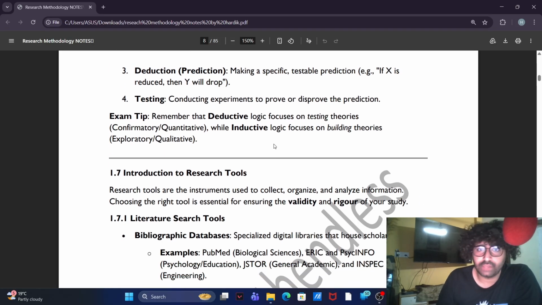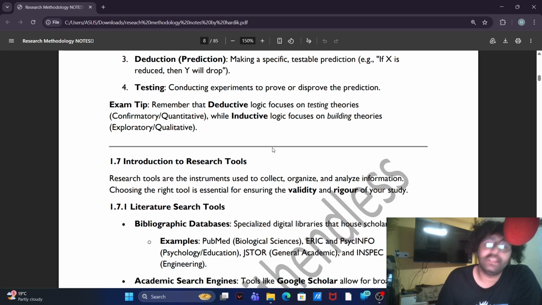Here is a tip for you guys. Remember that deductive logic focuses on testing theories, confirmatory and quantitative, while inductive logic focuses on building theories, exploratory or qualitative.